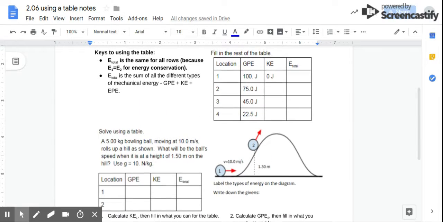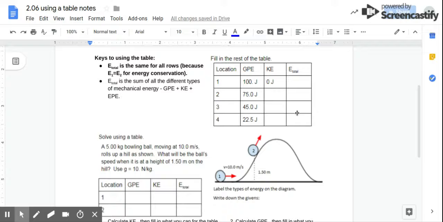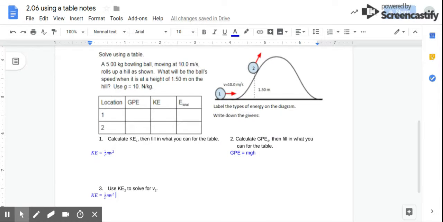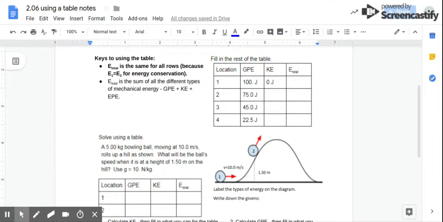So basically what we're going to do is fill in the rest of this table, which is what we did yesterday. And then we're going to solve this problem down here using the table. A lot of this stuff you probably already know. I just want to get this into your notes. You probably spent today practicing that on the station work.